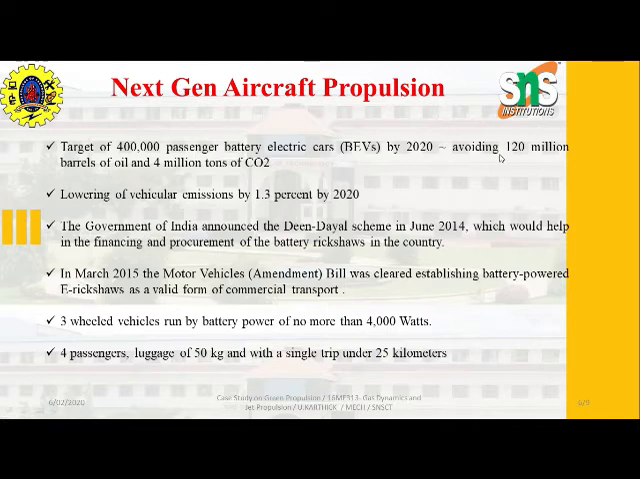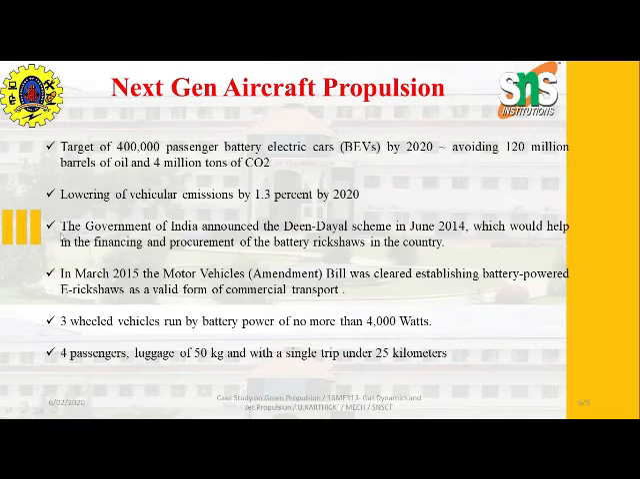Okay. In that, by using battery electric cars by 2020, we can avoid 120 million barrels of oil and 4 million tons of CO2. So that is a greater achievement if you achieve 4 lakh passenger battery cars. So we can minimize 4 million tons of CO2, and also by 2020, we can minimize 1.3% of CO2. Vehicular emissions, that is other than CO2, say NOx, SOx, carbon, CO and all.